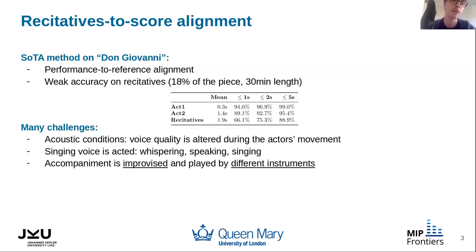If you apply the state-of-the-art methods of opera tracking on a Don Giovanni performance, which involves a performance-to-reference alignment method, there is a weak accuracy on recitatives. As you can see in the table, if you use a threshold of 1 second, the state-of-the-art method is able to detect around 90% of the bars below an error of 1 second. But if you limit the dataset to just the recitatives, it drops to 66%.